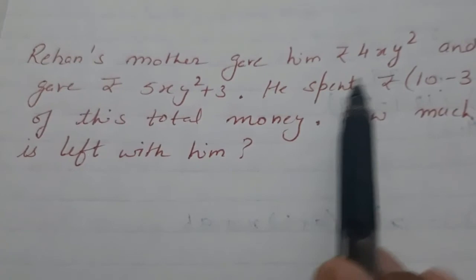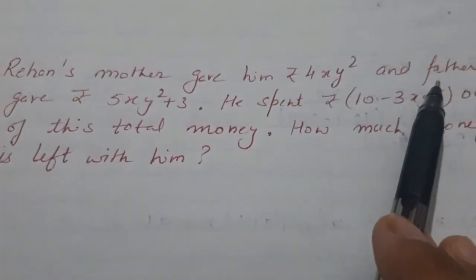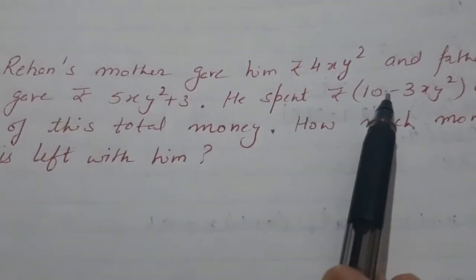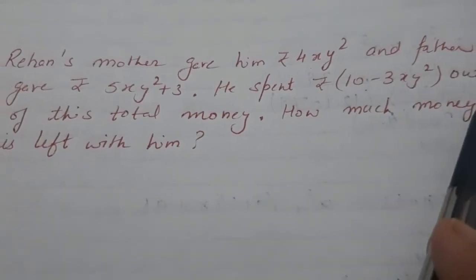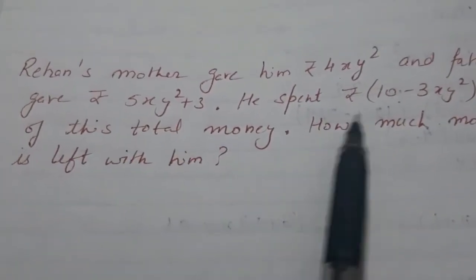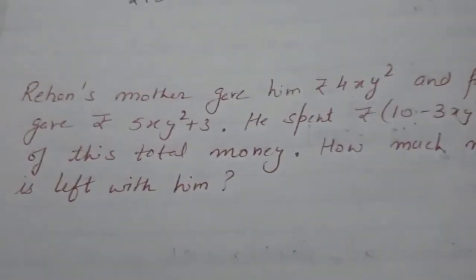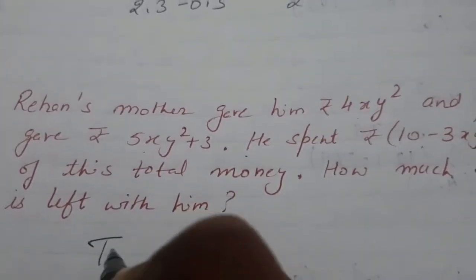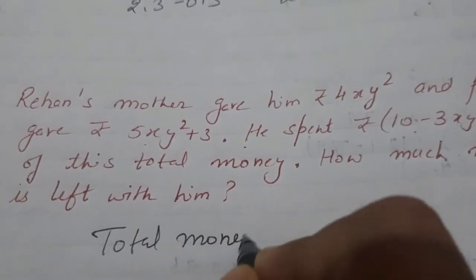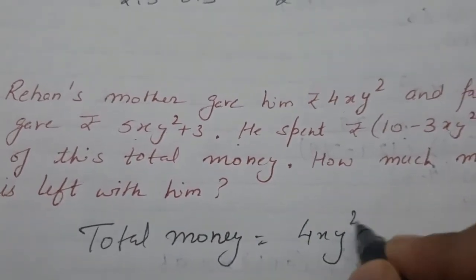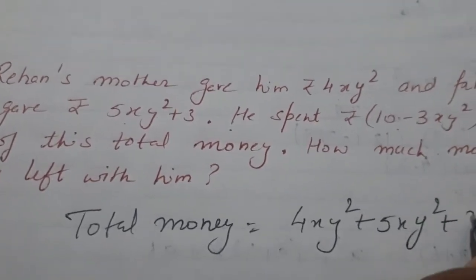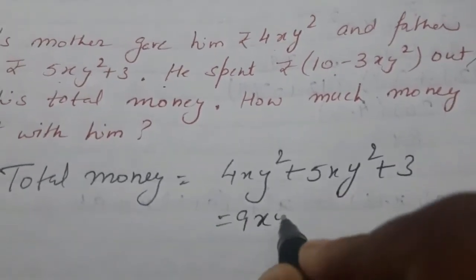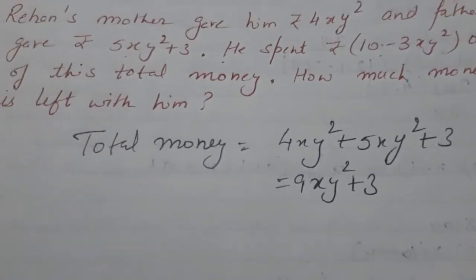Rohan's mother gave him rupees 4xy square and his father gave rupees 5xy square plus 3. He spent rupees 10 minus 3xy square out of this total money. How much money is left with him? So first of all, his mother gave him money, his father gave him money. So we will find out the total money he has. So total money is 4xy square plus 5xy square plus 3. That is 4xy square plus 5xy square, it will be 9xy square plus 3. This is the total money he has.